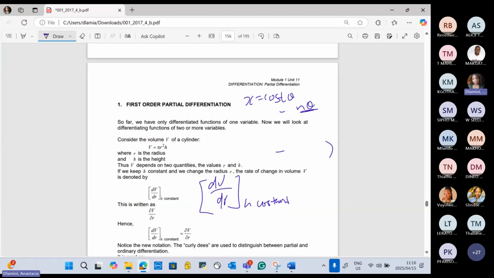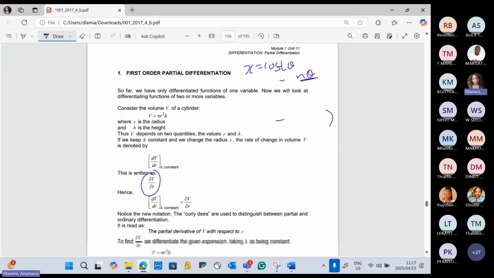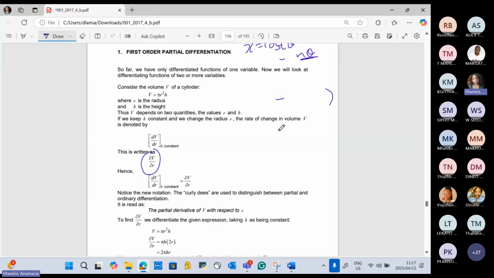Okay. So now, since we're keeping one variable constant and we are differentiating the other, we're no longer going to use the dy dx or dV over dx. We use what we call the partial derivative, which is this curly derivative here. Are we all together? Yes, ma'am. There we go. So hence they're saying that now we're no longer going to use this. We're going to use this one over here. That is, you are partially differentiating V with respect to r while keeping h constant.